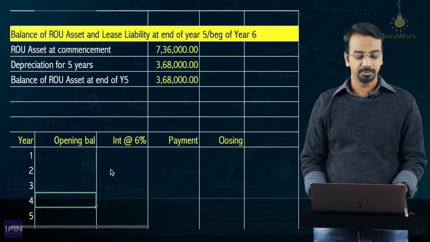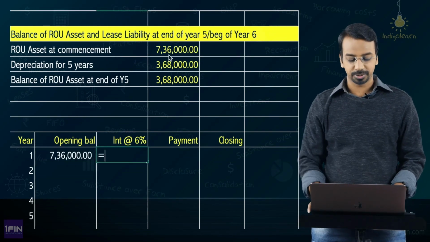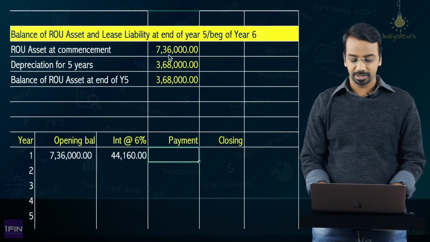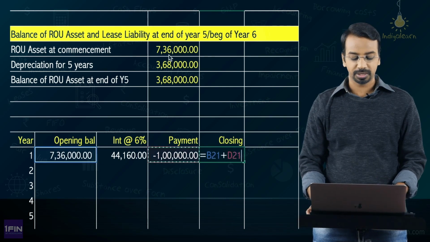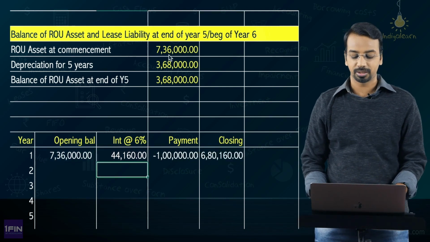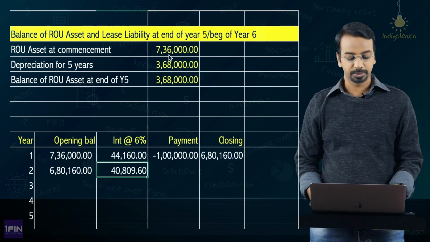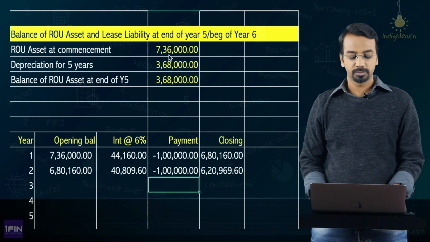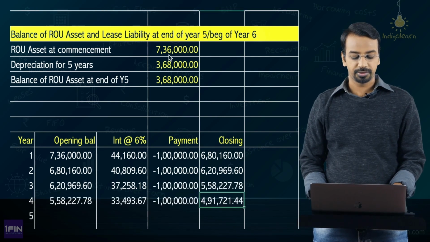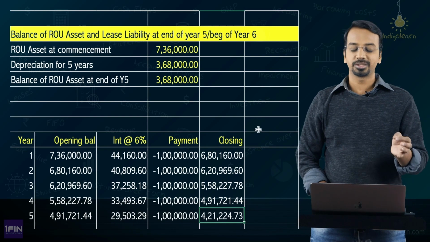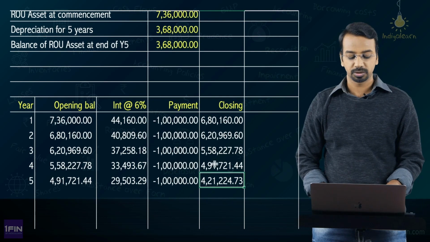Okay. Now, coming to liability, opening balance is 7,36,000. Then you charge interest at 6%. This multiplied by 6%. Payment is 1 lakh. So, the closing balance is opening balance plus interest minus payment, you get 6,80,160. Okay. Then 680,160, interest at 6%, 40,809, payment 1 lakh, closing balance 620,969. Then opening balance, interest, payment, closing balance, keep on doing for 5 years. You get closing balance of lease liability as 4,21,224.73. Okay. So, this is one way to do.